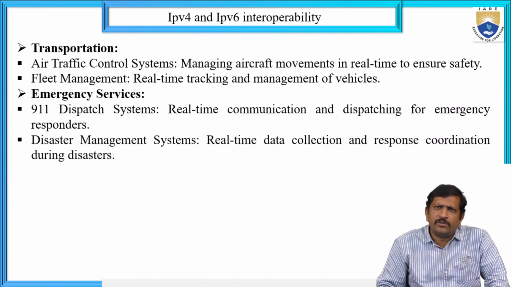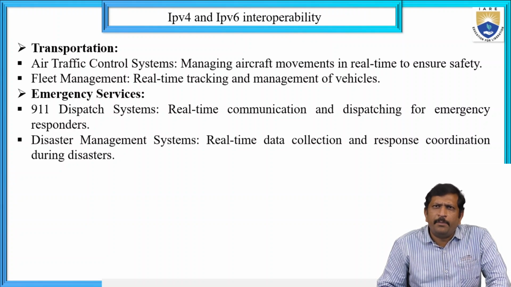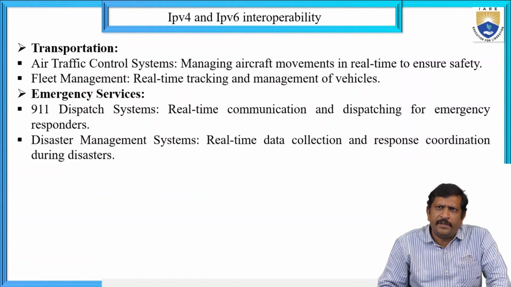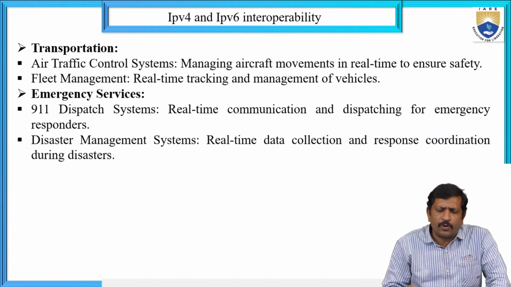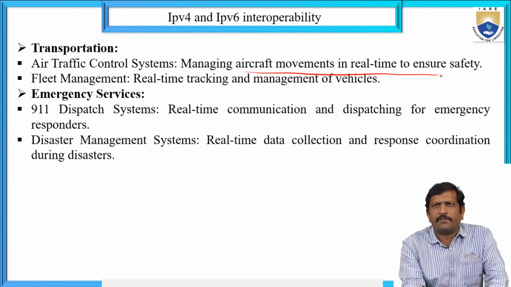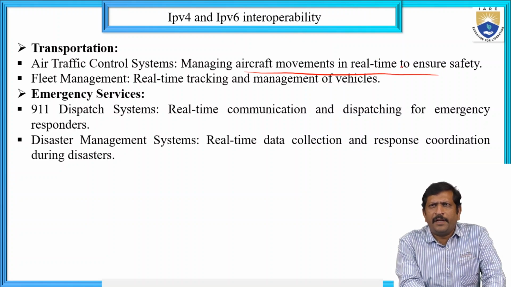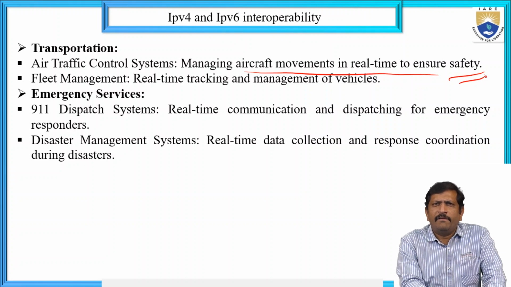In transportation also, the air traffic control system can utilize IPv4 and IPv6 interoperability mechanisms. The air traffic control system manages aircraft movement in real time. By using these protocols, we can manage aircraft movement in real time, and with the help of this interoperability, the communication ensures safe travel.